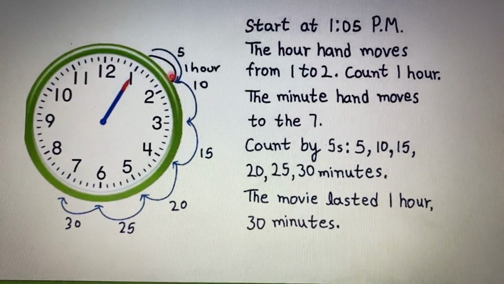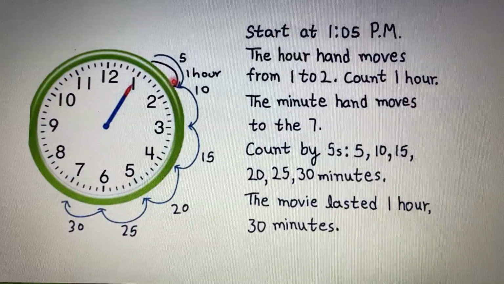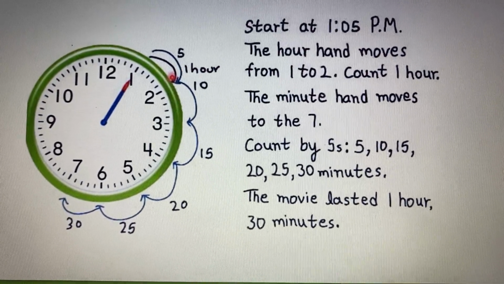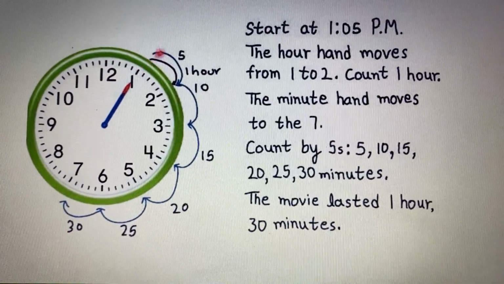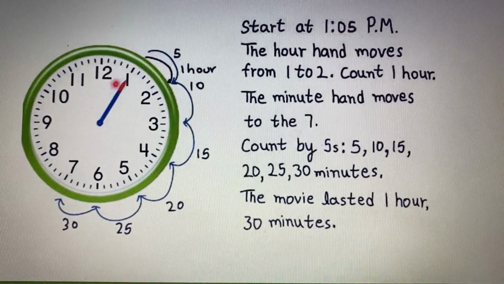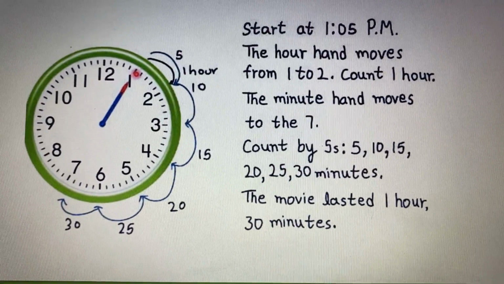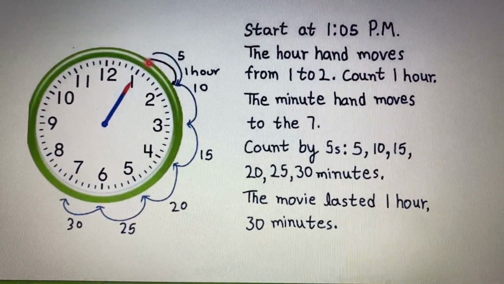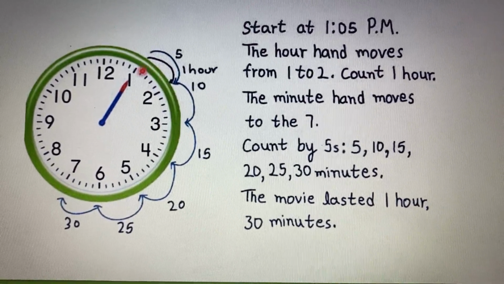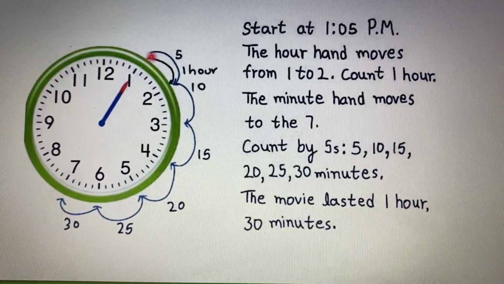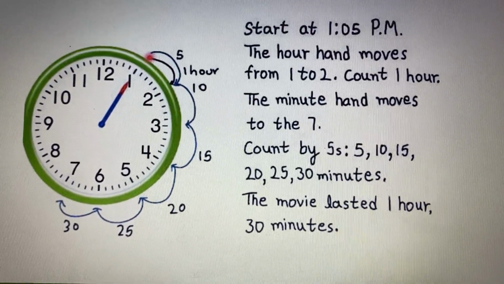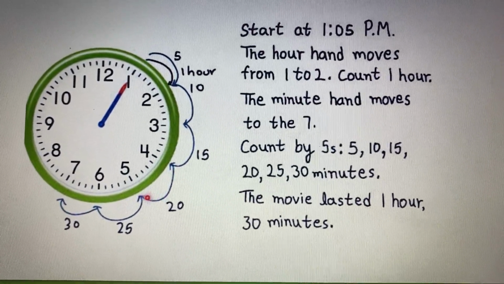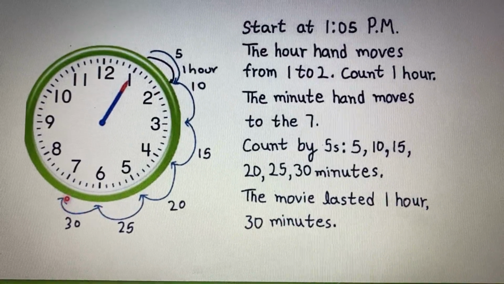As we all know, for the minutes we are using skip counting by how many? Yes, by 5. Excellent students. So since 5 minutes starts at 1, now I'm going to count. It ends at 7. So I'm going to skip count by 5 starting from 1. Count with me. 5, 10, 15, 20, 25, 30.